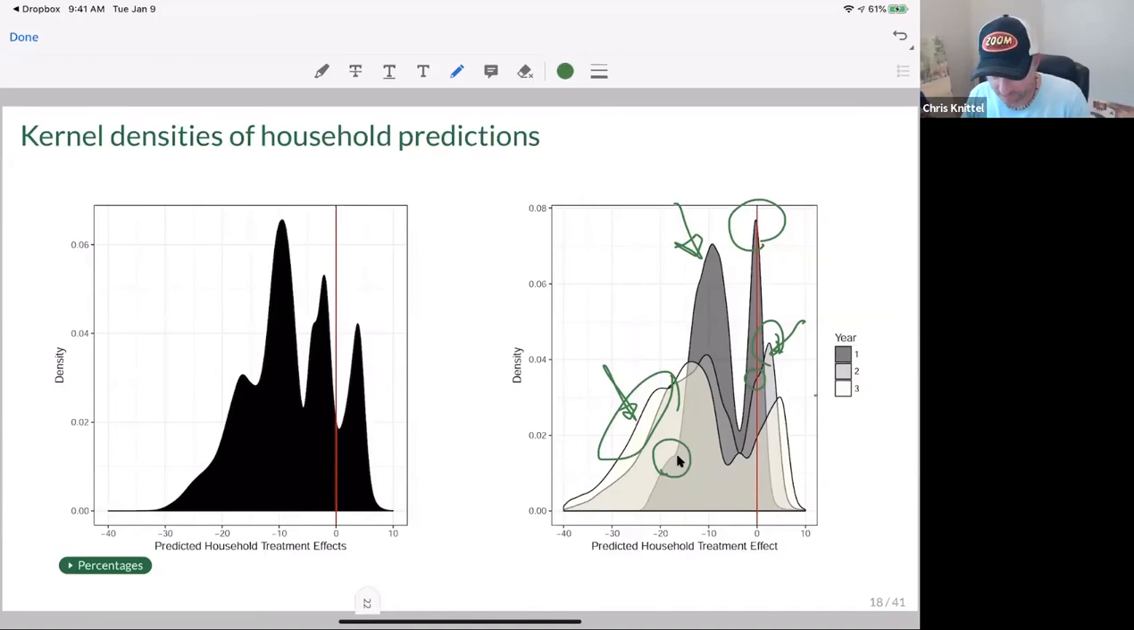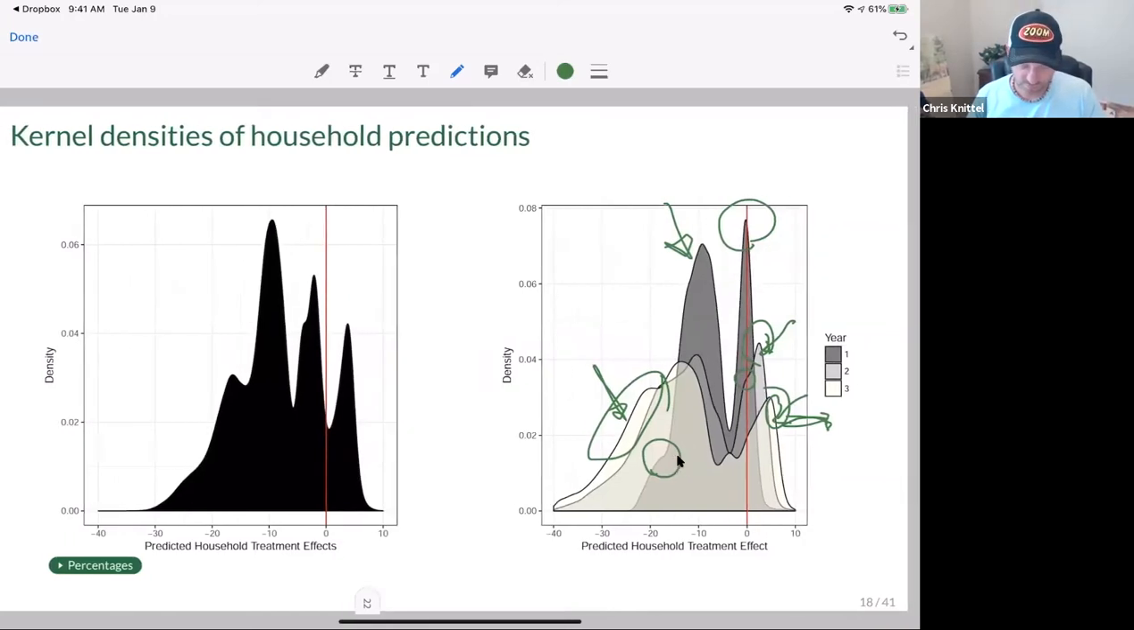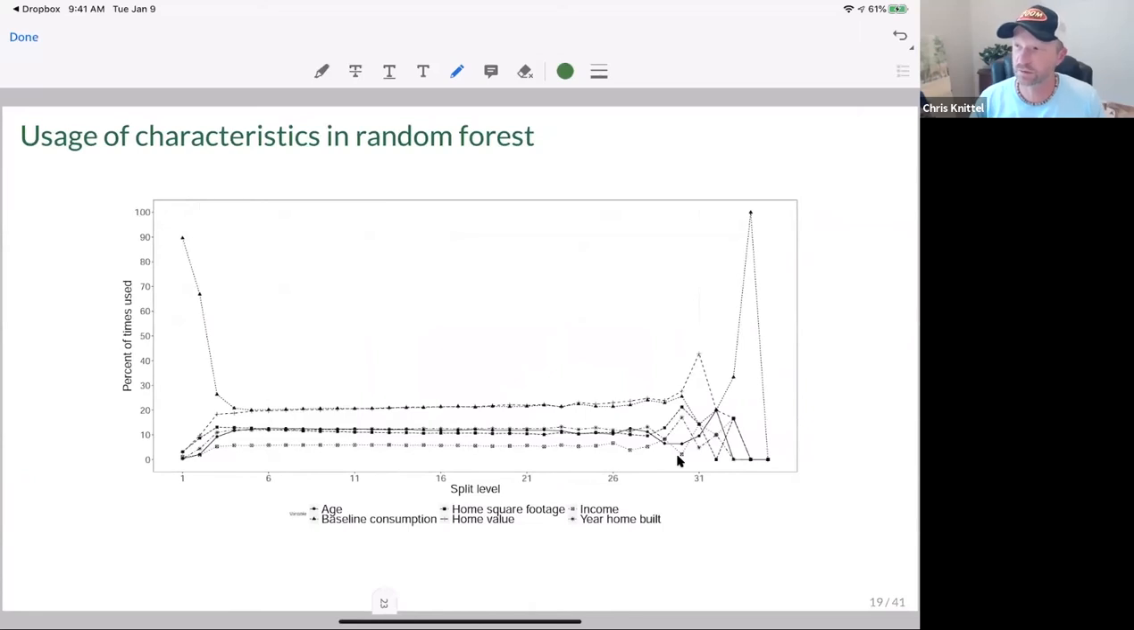Okay, and then when we get to year 3, you see this mode even moving further, and then you see even more stretching out of this. Okay, so that's what comes out of these models. This is useful in the sense that it tells you what the forest is using when it's splitting at the different split levels, right? So this is the first split right here. And the first split is almost always baseline consumption, right? So O-Power has it right from that perspective. O-Power just uses baseline consumption to target, right? And that's definitely what they should be using if they can only use one.